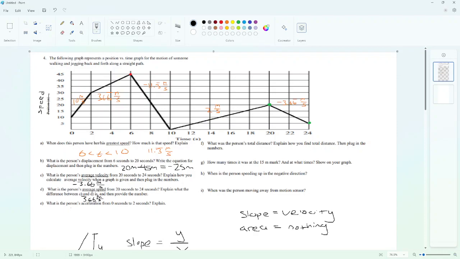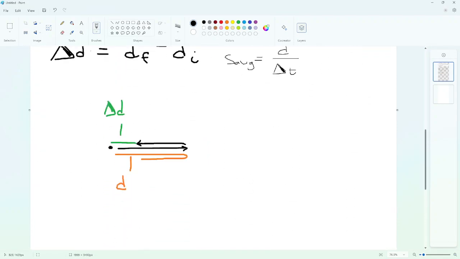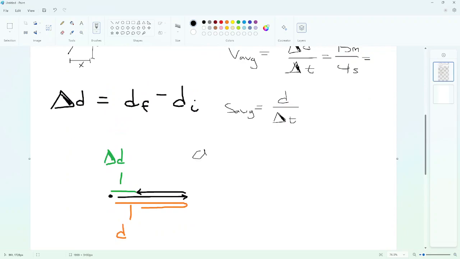Okay. E asks, what is the person's acceleration from 0 to 2 seconds? And explain. Okay, so from 0 to 2, let's see. Let's go ahead and define acceleration first. Acceleration is denoted with the symbol a, which is going to be equal to change in velocity over time.